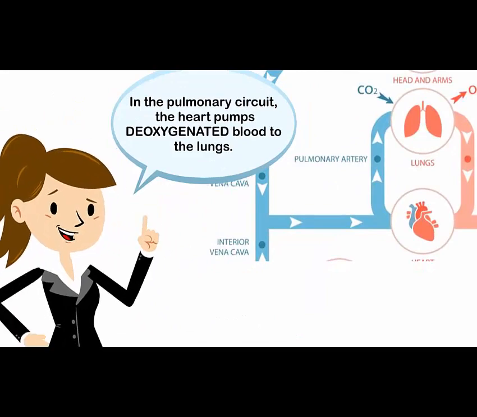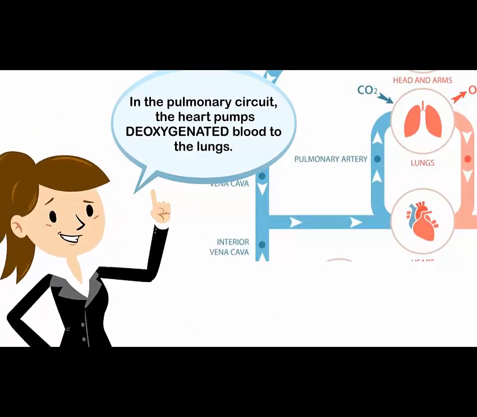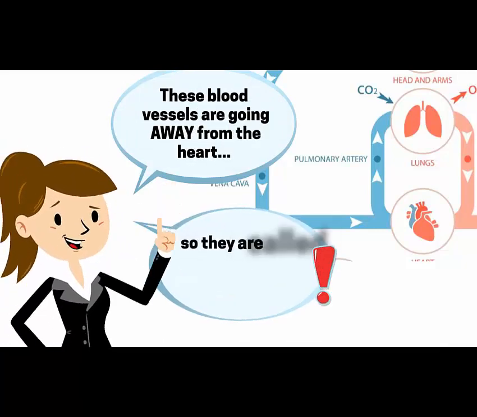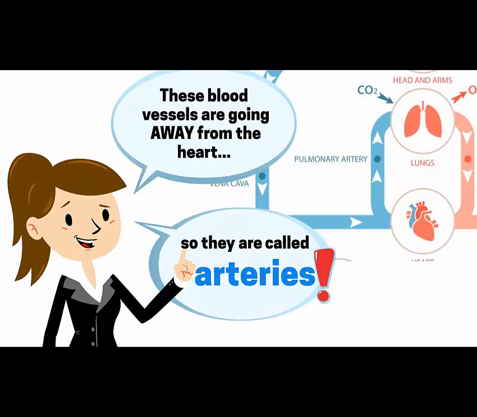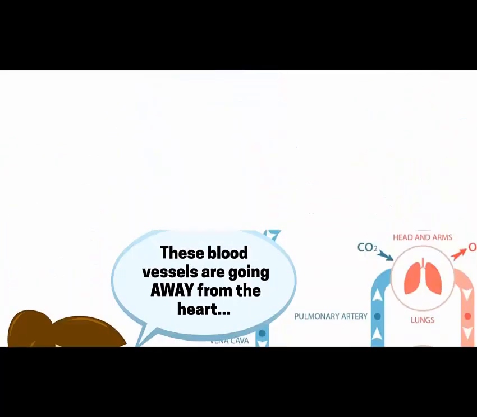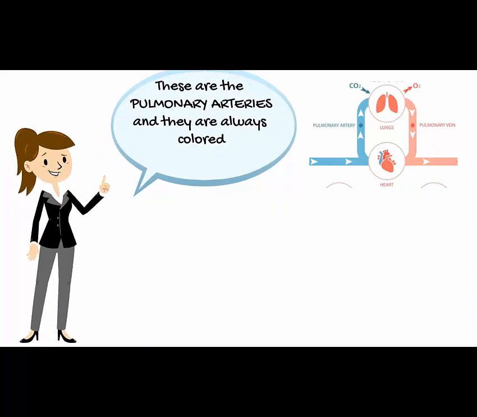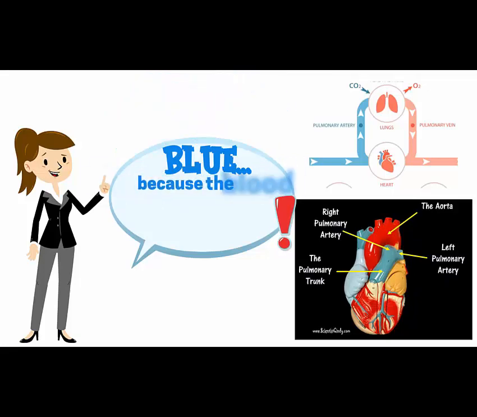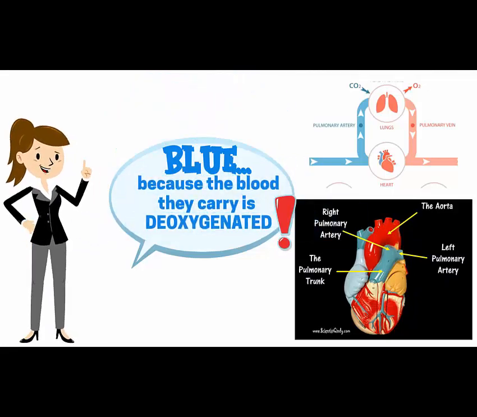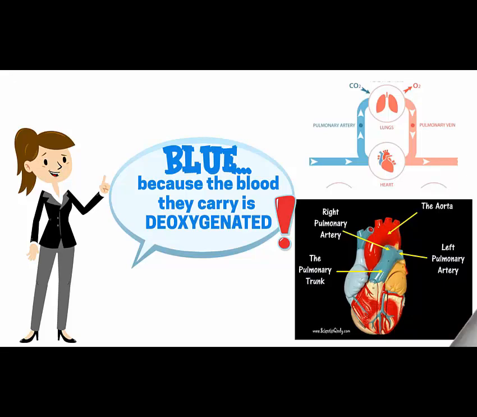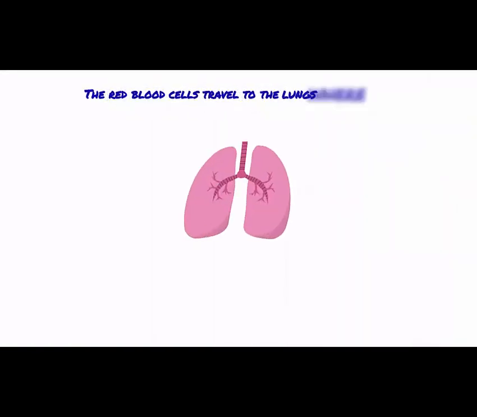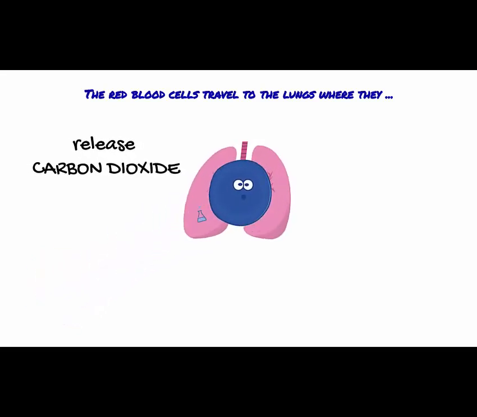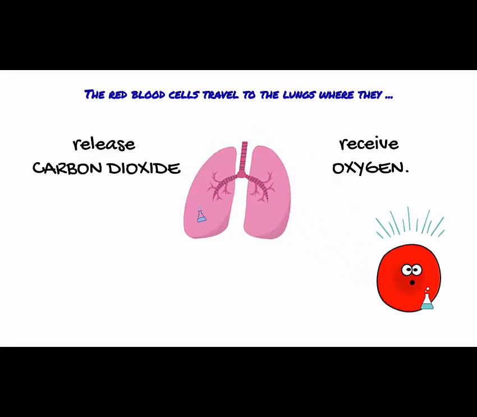In the pulmonary circuit, the heart pumps deoxygenated blood to the lungs. These blood vessels are going away from the heart, so they are called arteries. These are called the pulmonary arteries, and they are always colored blue because the blood they carry is deoxygenated. The red blood cells then travel to the lungs where they release carbon dioxide and receive oxygen.